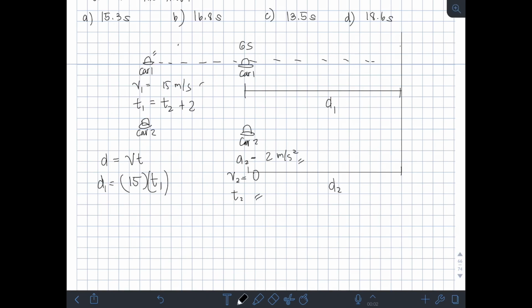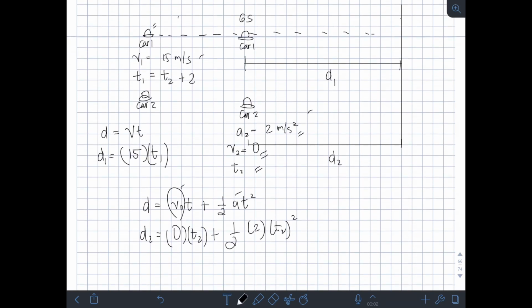Ngayon, dito naman sa car 2, pwede natin gamitin yung equation na distance is equal to initial velocity times t plus 1/2 at squared. So, therefore, d sub 2 for car 2 is ano initial velocity natin? 0, right? Then, times t. T yung unknown, yung t2, right? Plus 1/2 a given 2 meter per second square, right? Then, t sub 2 uli squared.